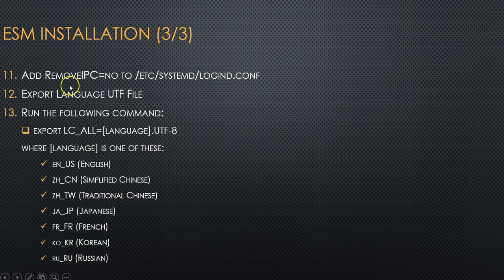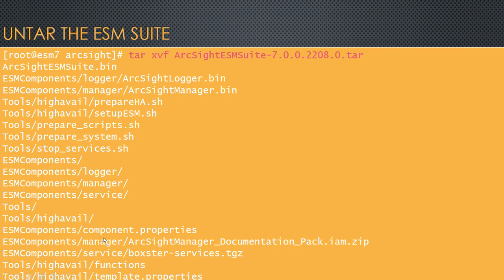This step is about modifying the logind.conf file to add RemoveIPC=no, and then export the language UTF-8 setting. To export the language UTF-8 setting, you need to run the following command. Then you replace only the language with the language you need.